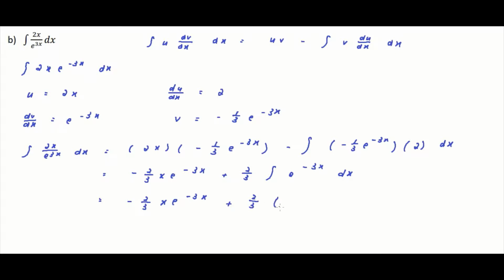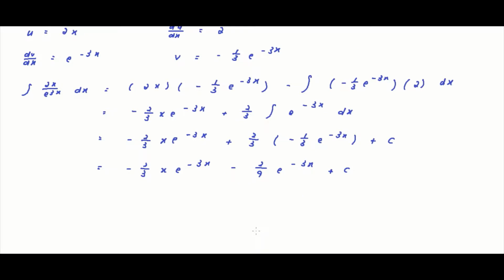So when you integrate this, what do you get? Negative 1 over 3 e to the negative 3x, right? Then don't forget your plus c. So when you continue, let's try to just simplify your answer. So 2 over 3x e to the negative 3x minus 2 over 9 e to the negative 3x plus c.